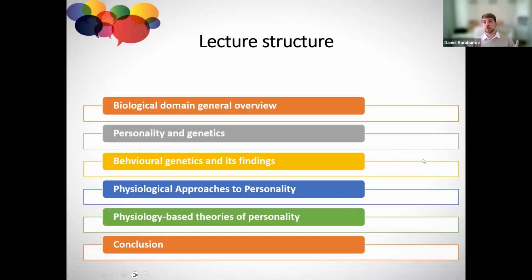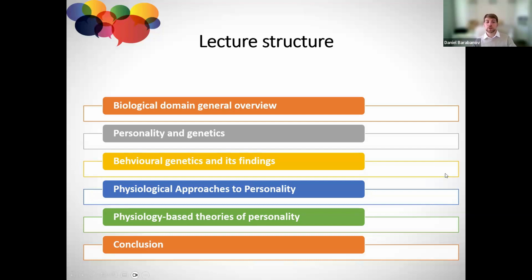So it will be clear what we will be discussing. First of all, we should discuss the biological domain in general to provide you with a general overview. And then we will dive into specific topics related to this research orientation in personality psychology. We will talk about personality and genetical factors, including behavioral genetics and its findings. And then we will transition to physiological approaches to personality, and we will discuss several physiology-based theories of personality. After that, we will have an obvious conclusion.